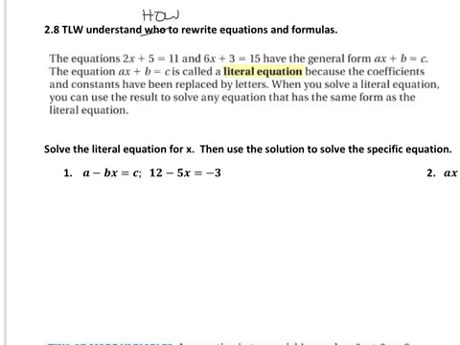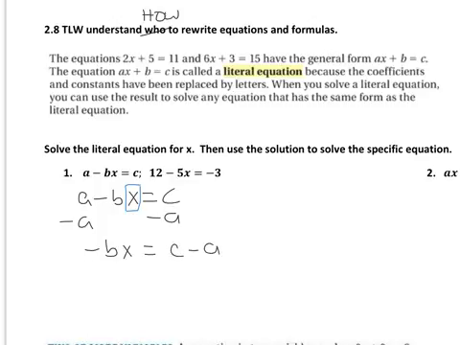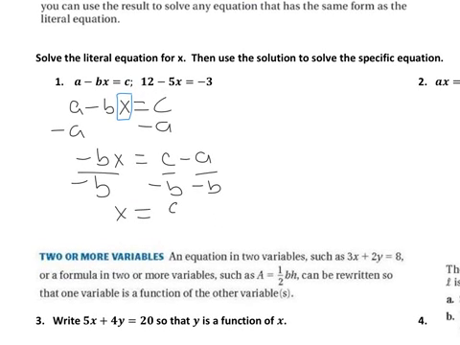Okay. So first thing we got to do is we got to solve a minus bx equals c. We got to solve that one for the x. So I got to get rid of the a. So subtract the a. And you have negative bx equals c minus a. Divide by the negative b. So you get x equals negative c over b plus a over b. Okay?